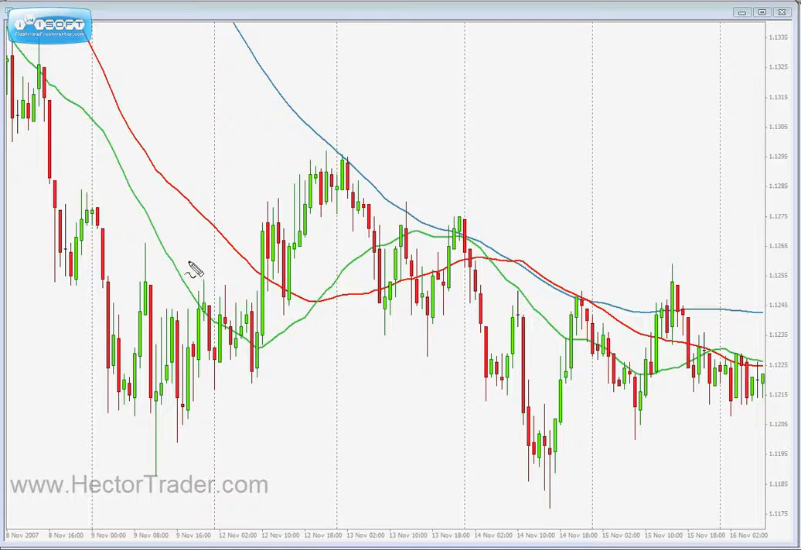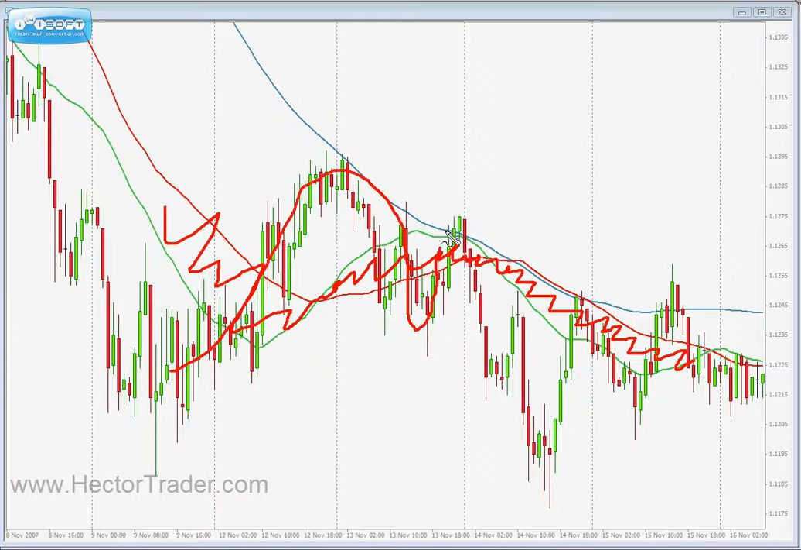Well, in this case, the area between the 30 and the 50, meaning between the green and the red moving average, holds no significance whatsoever. As you can see, this area is being breached up, breached down, breached up, breached down once again, and so on and so forth. It has no relevance whatsoever in non-trending scenarios.